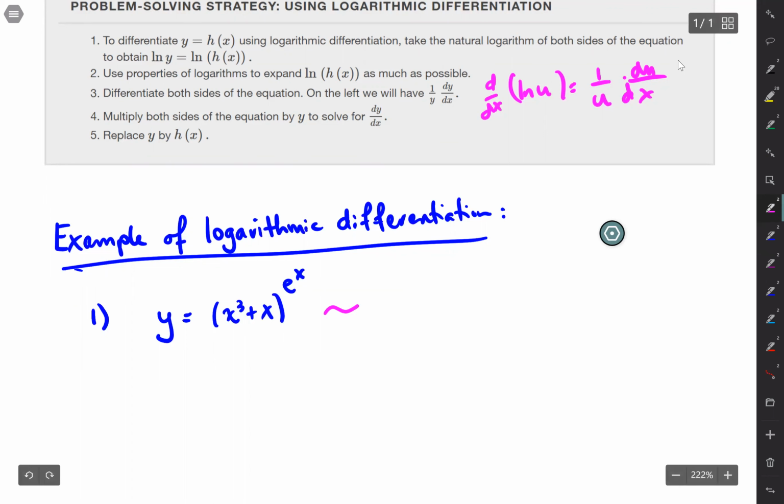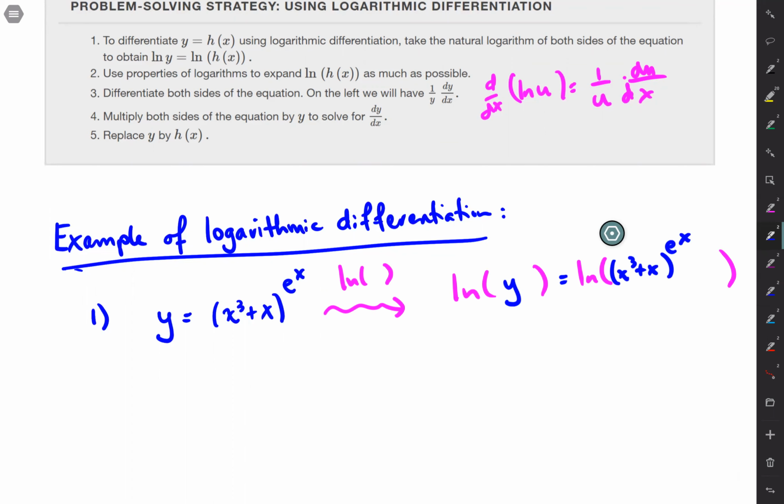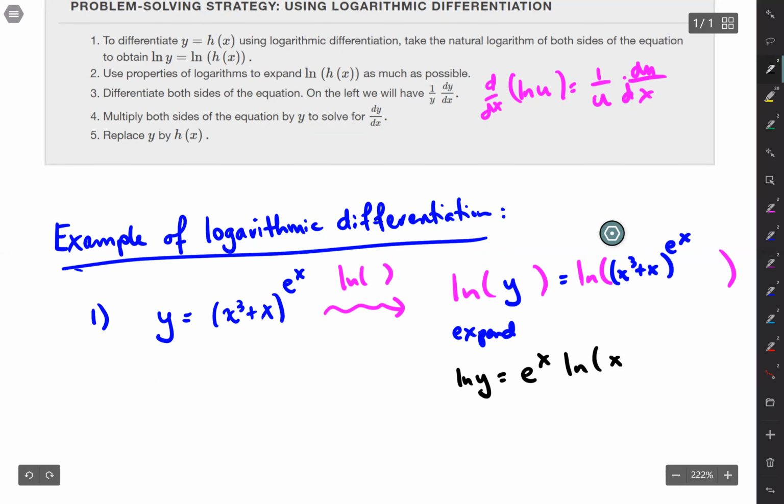So the first step is to apply natural log to both sides of this equation. So I'm going to get natural log of y on one side, and then natural log of x cubed plus x raised to the e to the x. And now you can use the properties of logarithms to expand. So we're going to expand using logarithm properties. So we get now natural log of y equals e to the x natural log of x cubed plus x. And that's as far as I can expand both sides.